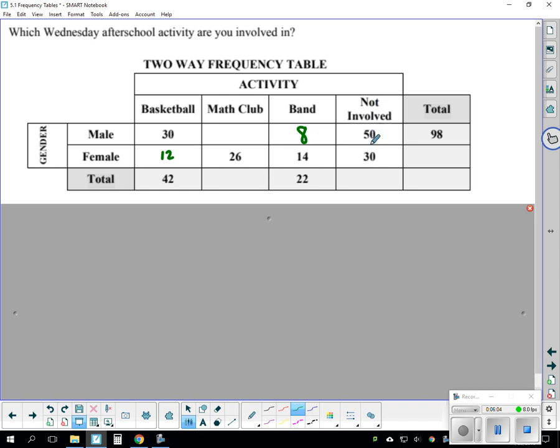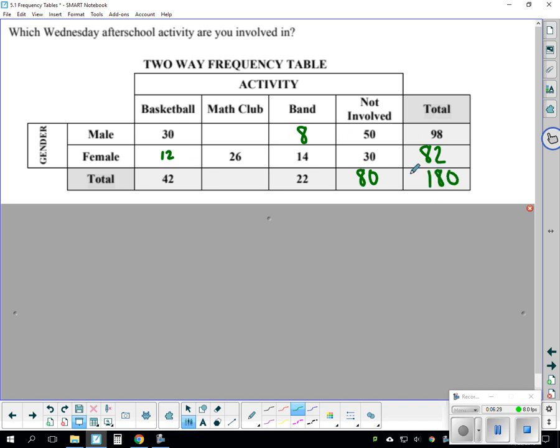Not involved in anything, 50 and 30 for a total of 80. Okay, now I could go across this middle row. I could figure out my total number of females. 12 plus 26 plus 14 plus 30 is 82. That allows me to fill out this final column, 98 plus 82, for a total of 180.